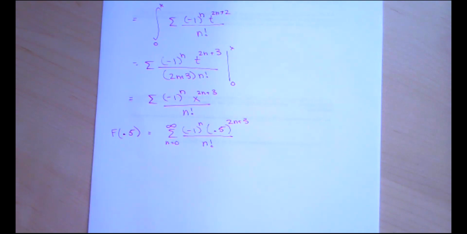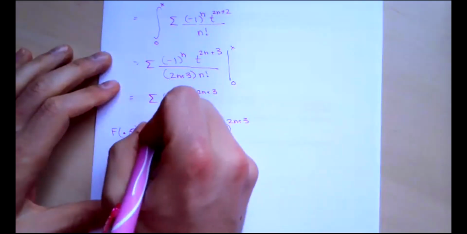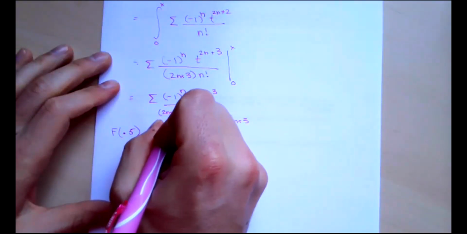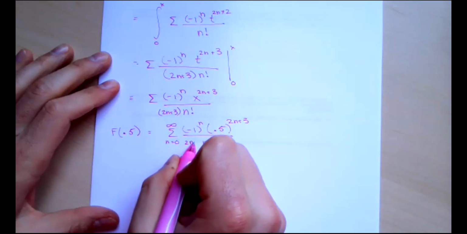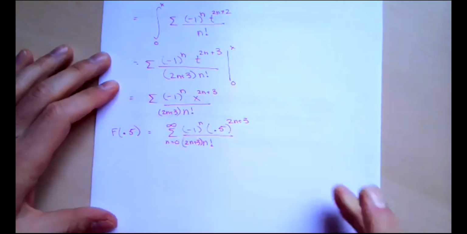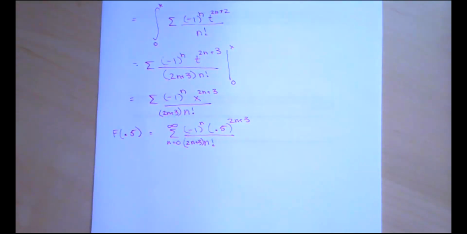Where did the 2n plus 3 go? I forgot to write it. Okay, so it's still there. Yep. Yeah, all the solutions for the homeworks and quizzes should be up on the Google Drive.